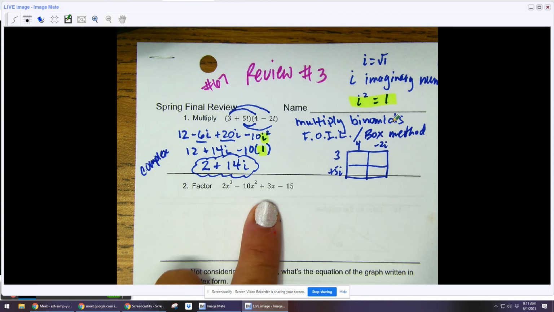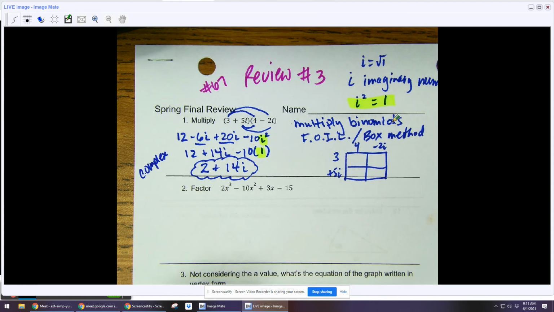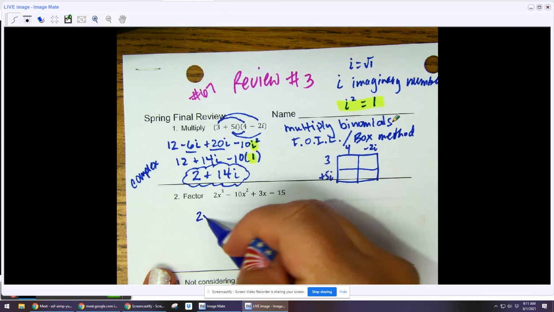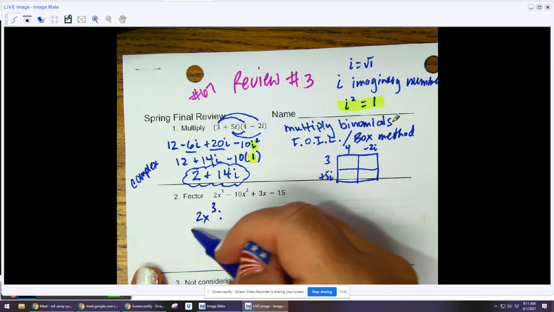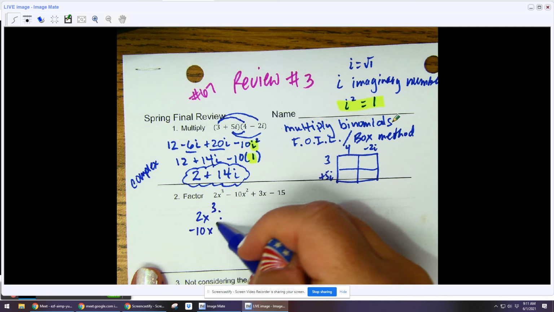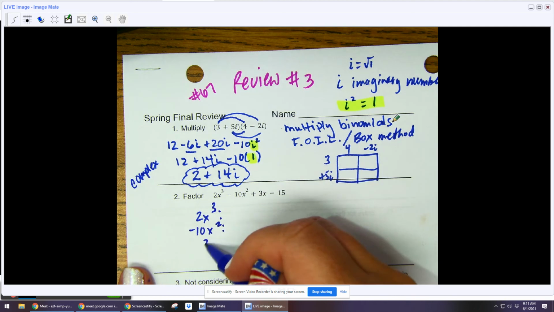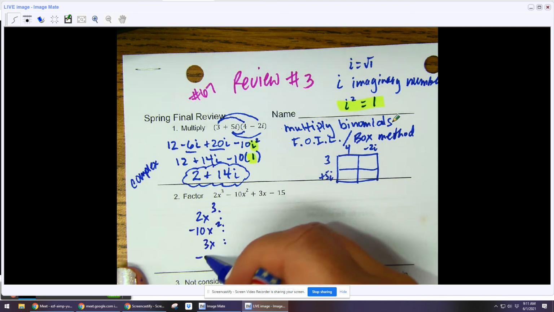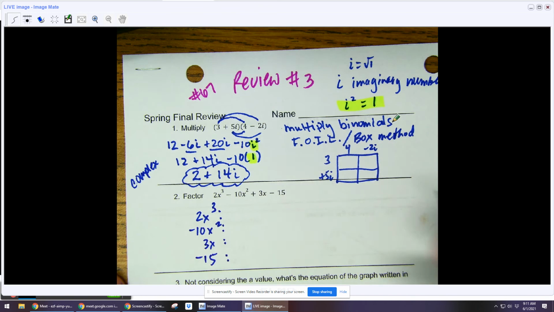All right, let's go to the next one, factoring. You just had a factoring review over the weekend. If you haven't done the factoring review, maybe still try to get that done. We're going to take each term and we're going to stretch it out. And we're going to see what we have in common.